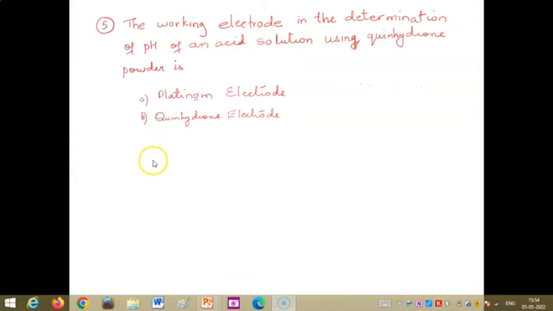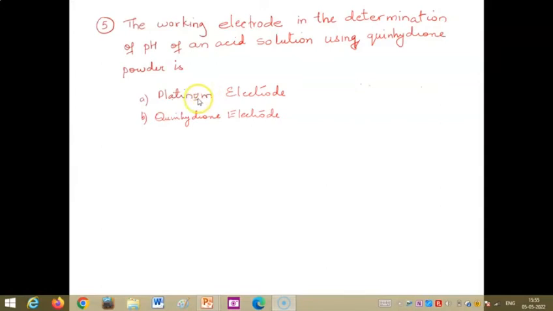The next question would be, the working electrode in the determination of pH of an acid solution using quinhydrone powder is which electrode? Usually we use two electrodes. One is the standard calomel electrode, that is a reference electrode. So the working electrode is a quinhydrone electrode.